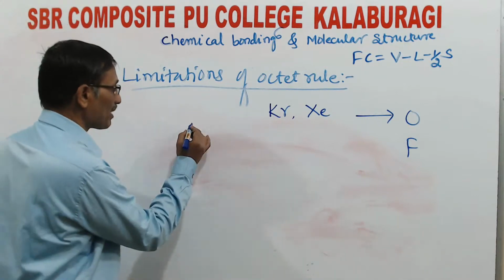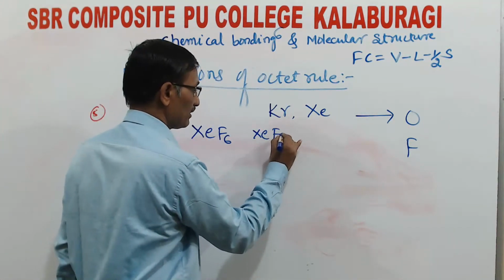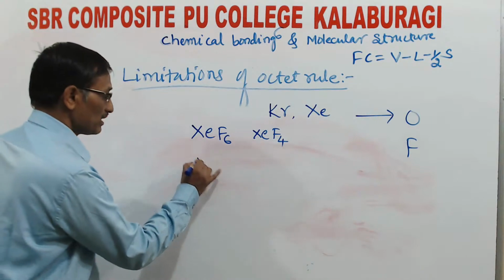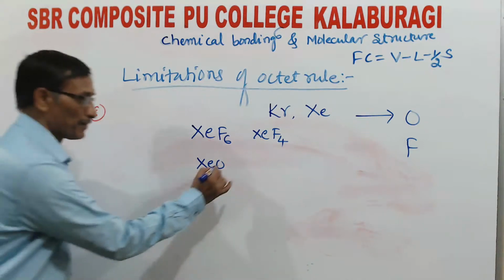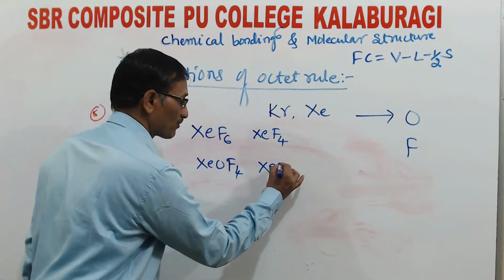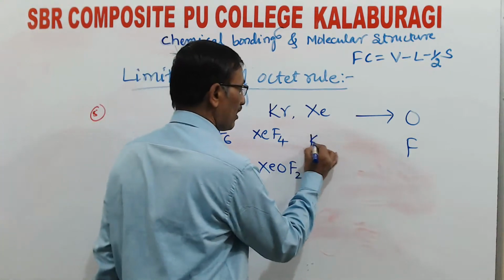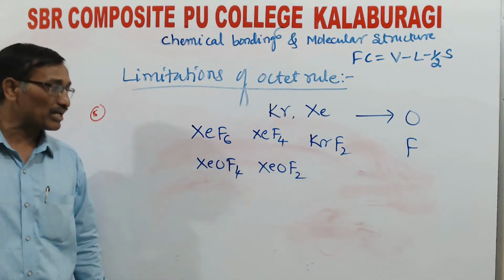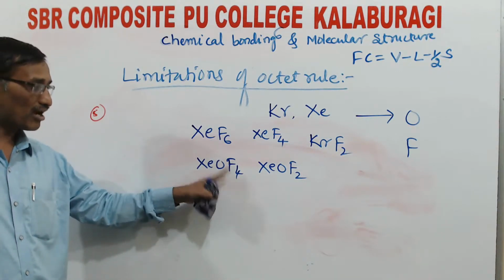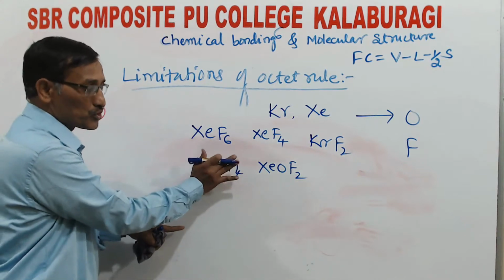Among these are xenon hexafluoride and xenon tetrafluoride. We can also take xenon oxygen tetrafluoride, or xenon oxygen difluoride, or krypton difluoride. So: xenon hexafluoride, xenon tetrafluoride, krypton difluoride, xenon oxygen tetrafluoride, xenon oxygen difluoride. Recently these noble gas compounds have become known.